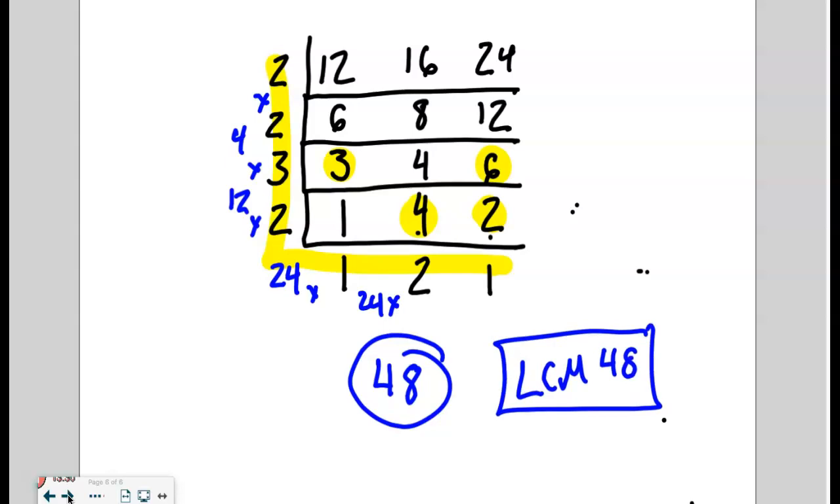We could also do 3 numbers by listing out the multiples for all 3 numbers until we find the smallest number that all 3 of them go into. So we will continue to practice this skill in class tomorrow.